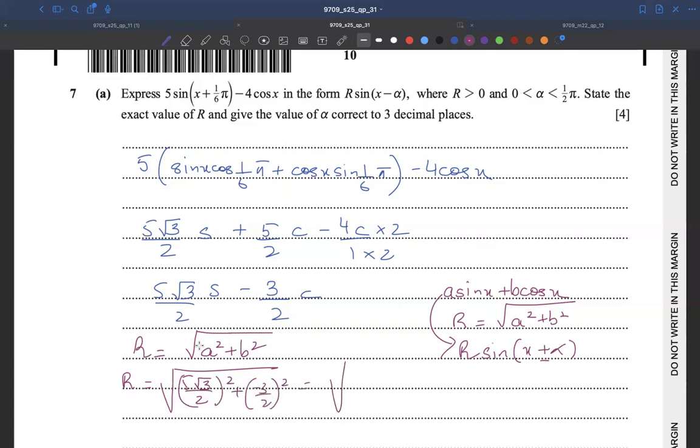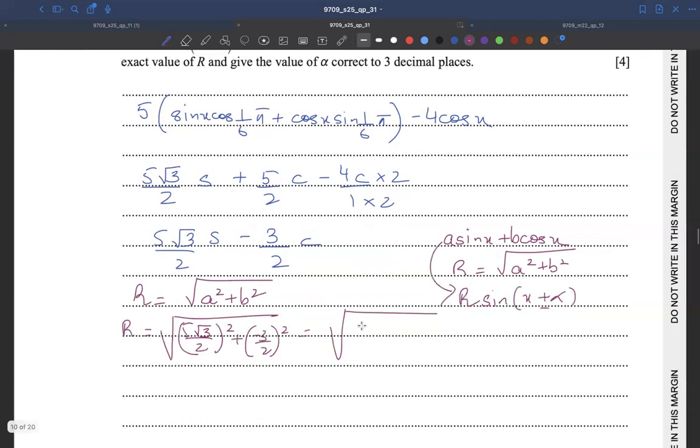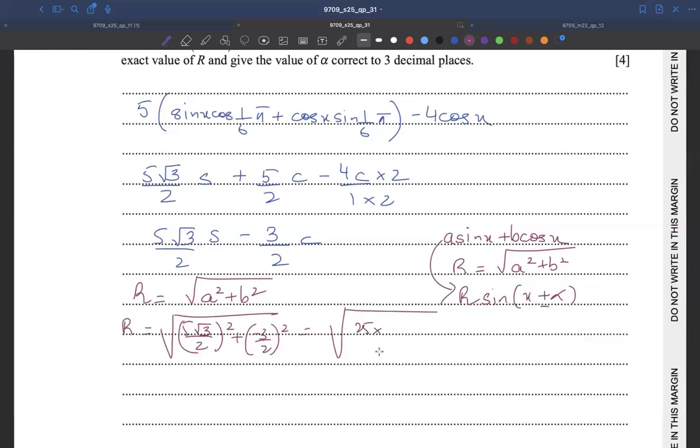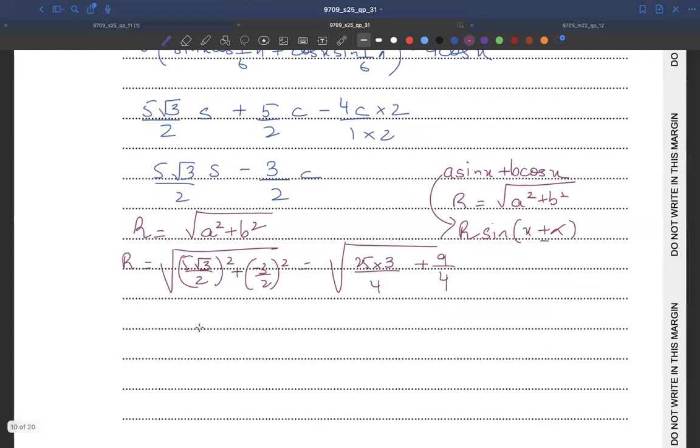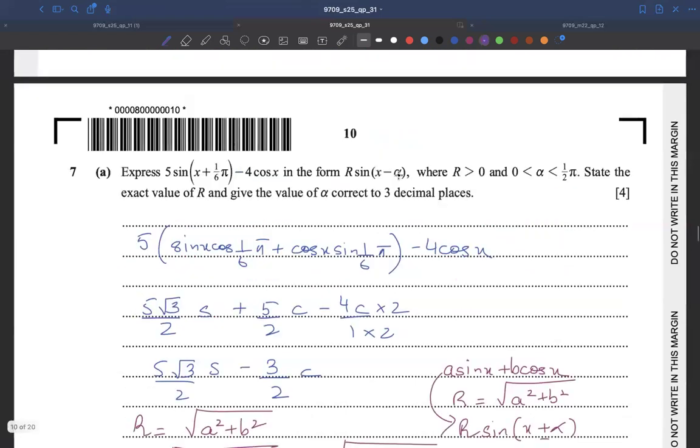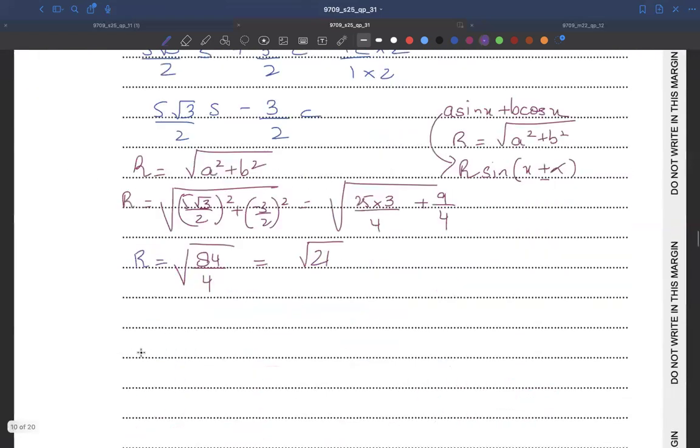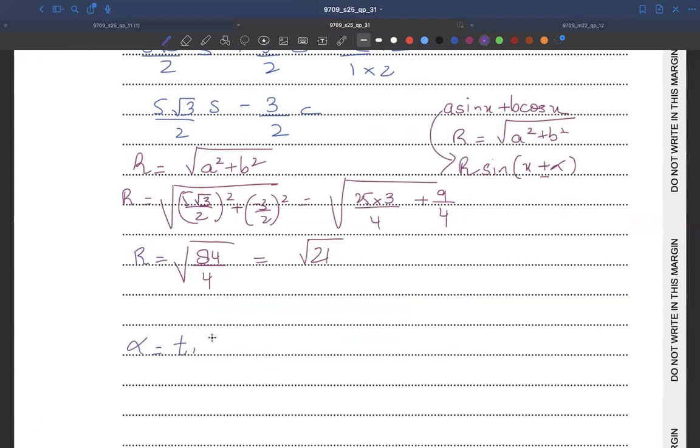Simplifying this, we'll get 5 squared is 25 into root 3 squared is 3, upon 4, plus this will become 9 upon 4. So 75 plus 9 would be equal to 84 upon 4, square root. 84 upon 4 is root of 21. Now, once we have the value of r, we also need the value of alpha. So alpha would be equal to tan inverse of b upon a. The b value is minus 3 by 2.